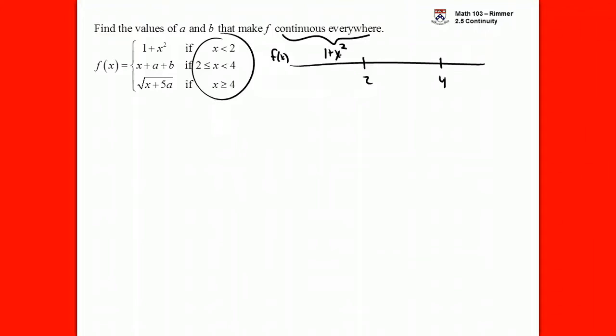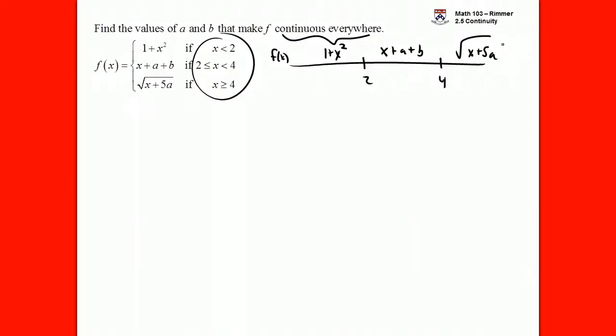It's not this parabola anymore. It has this different identity. It changes to become x plus a plus b in between 2 and 4. After 4, it changes its mind again. It becomes something else. Okay? Schizophrenic is what I think about. Changes its mind, becomes something else. Depends on what day it is. It depends on what x value it is.